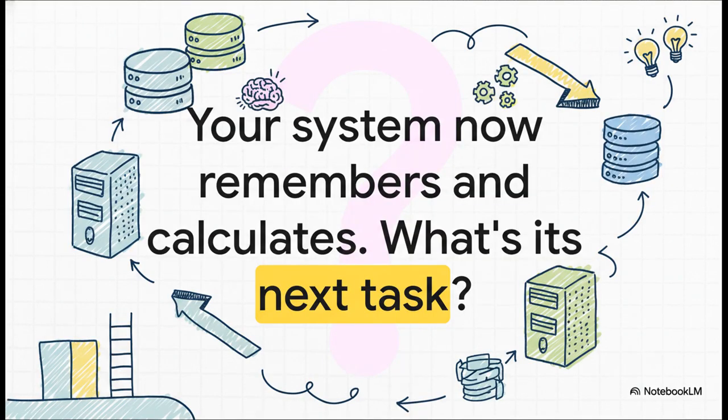So I'll leave you with this thought. Your system is no longer just a passive container for information. It's active. It remembers connections and it performs calculations for you. The real question is, now that your system is starting to think, what will you have it do next? What new intelligence can we build on top of this foundation?